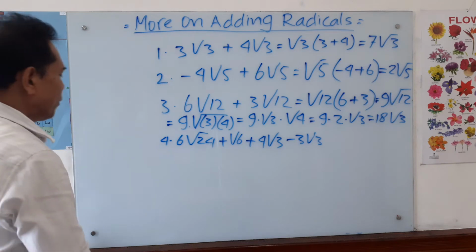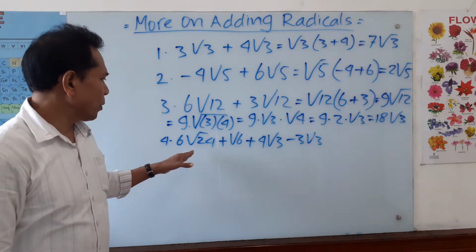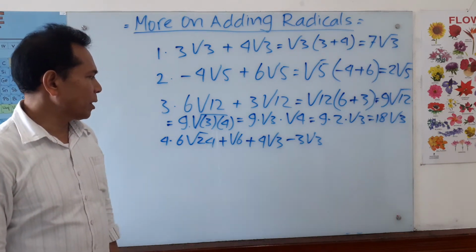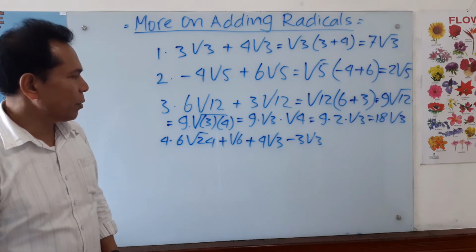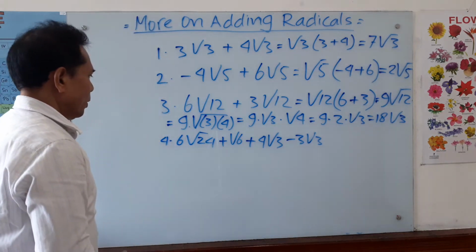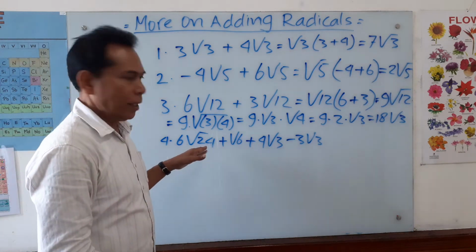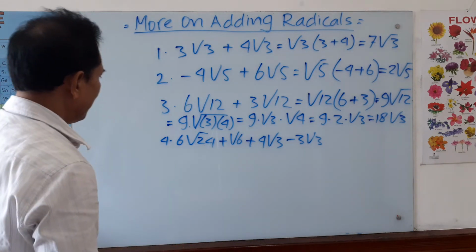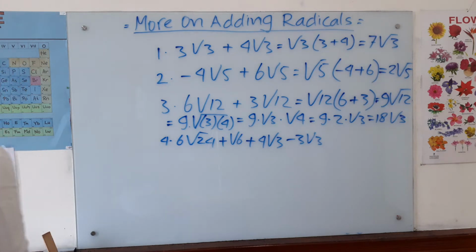Okay, we look at number 4. 6 square root 24 plus square root 6 plus 4 square root 3 minus 3 square root 3. Okay, we need to simplify square root 24. Okay, see what we get from square root 24.